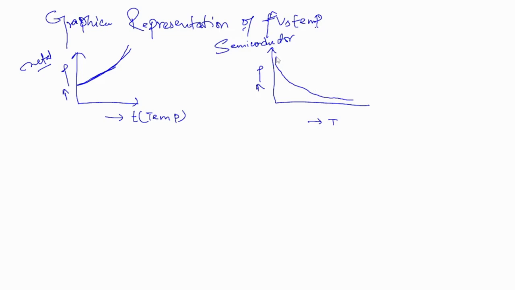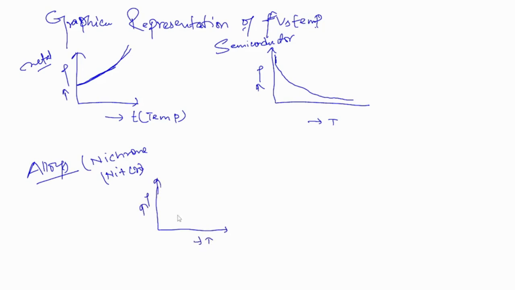For alloys, I'm taking a general example of nichrome, which is nickel plus chromium. Your graph will be like this. The resistivity of an alloy increases with rise in temperature, but this increase is much smaller compared to the pure metal.